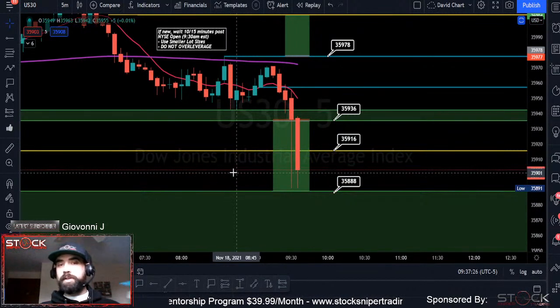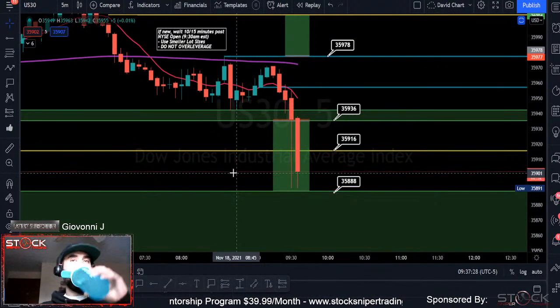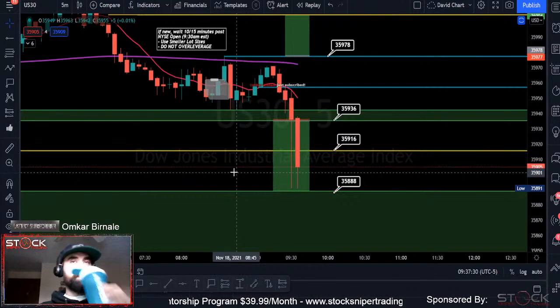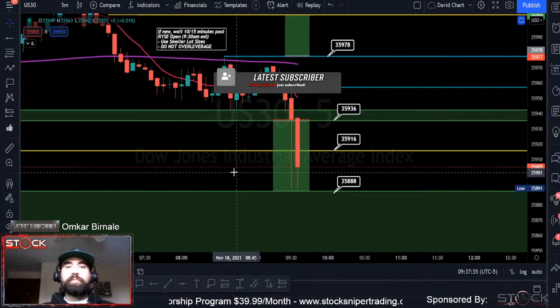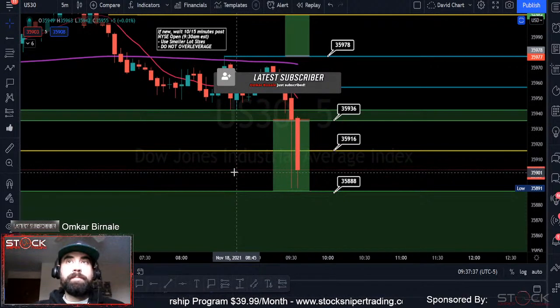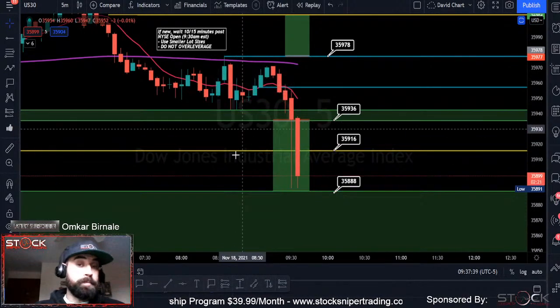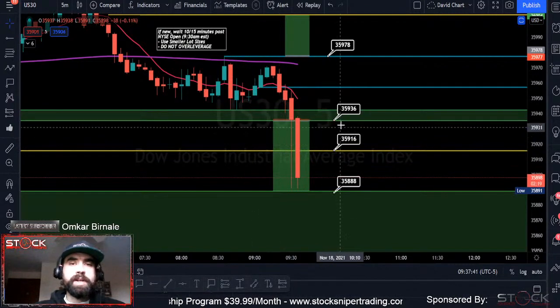Okay, so I'm waiting for this to close now. I want to see if we're going to get a continuation. How often do wicks fill back-to-back candles? You just got to watch price.